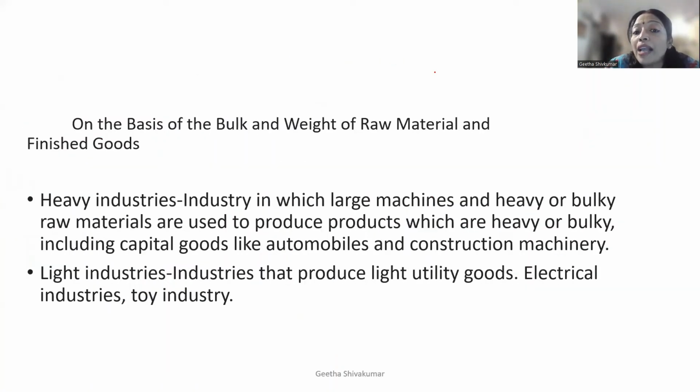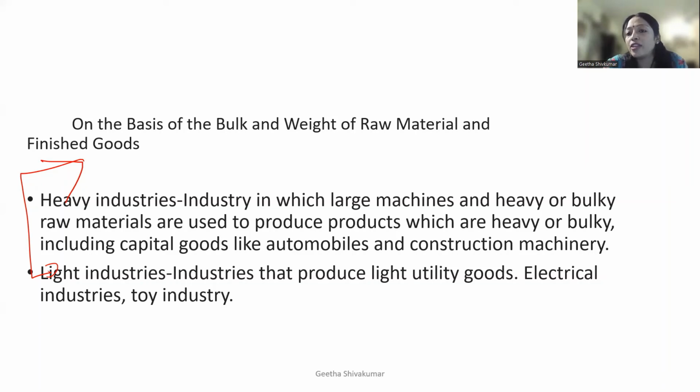On the basis of bulk and weight of raw material, bulk meaning how heavy it is, the industries are also classified. When we talk about weight, in day-to-day life also we say, the bag is very heavy, or my bag is light. In the same way, on the basis of bulk or weight of the raw material, industries can be classified into two things, heavy industries and light industries. You will see that we use all these words in our day-to-day life. We are just using them with industries.